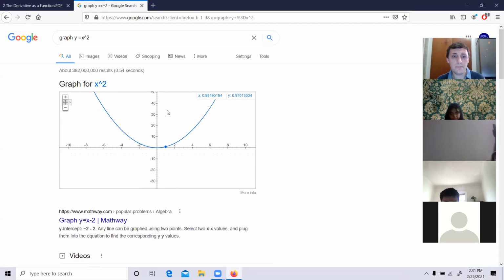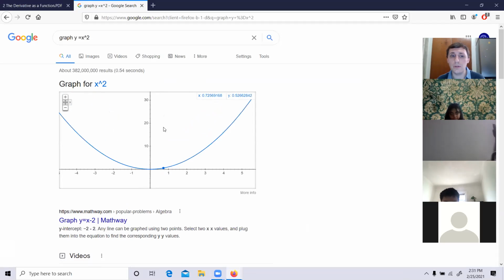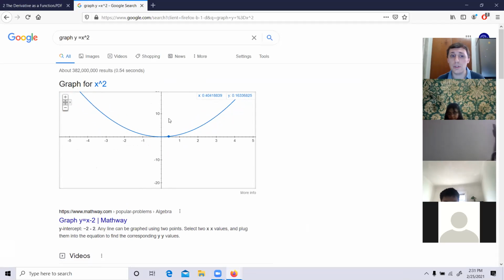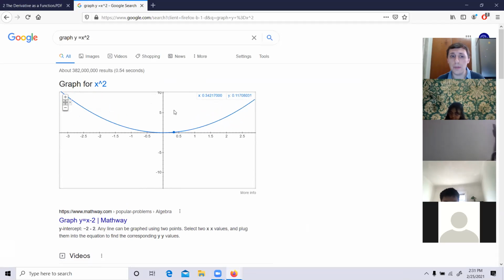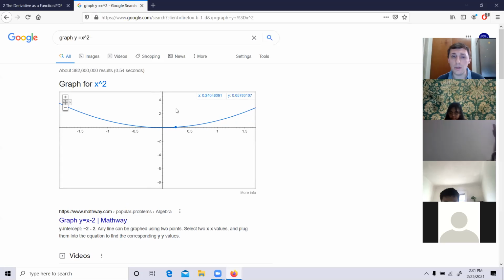Here it is, guys. You see? Here is a graph of y equals x squared. Now you see I'm zooming in. Do you see what happens? Look at it. I'm zooming in at 0, 0. And what do I begin to see? Look at it. Are you with me, guys?